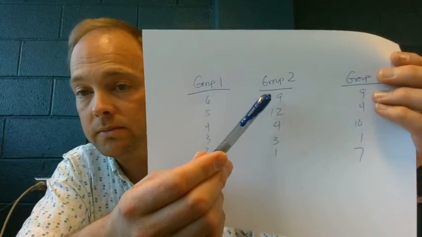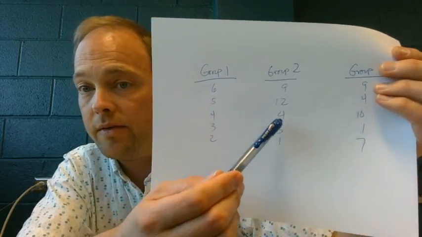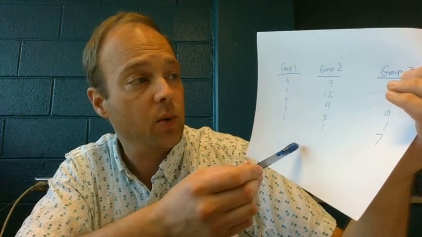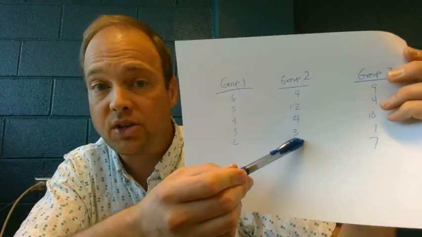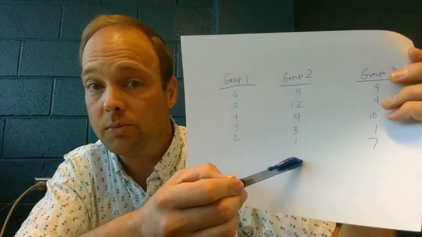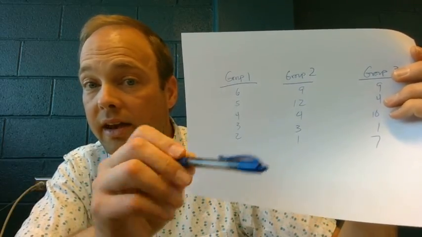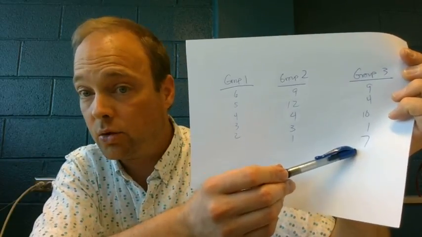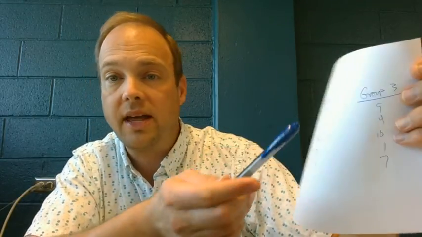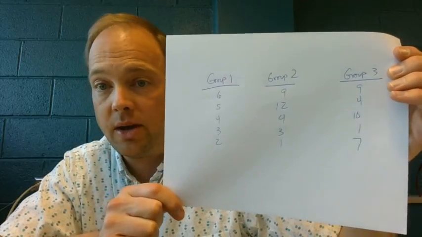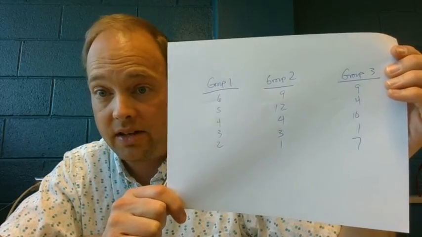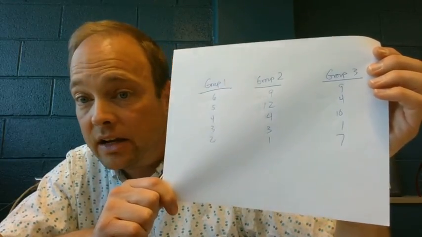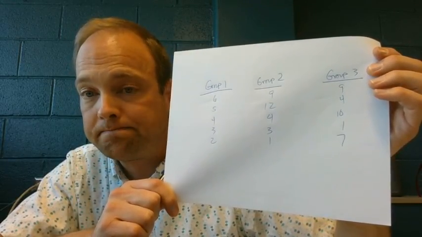Likewise with group 2. Do you see that we have variance or variation in group 2? We sure do. 9, 12, 4, 3, 1. Those numbers are all different. We have variance within group 2. Within group 3, is there variance within group 3? 9, 4, 10, 1, 7. You betcha, all those numbers are not the same. There are differences there. So yeah, we have variation in group 3 as well.